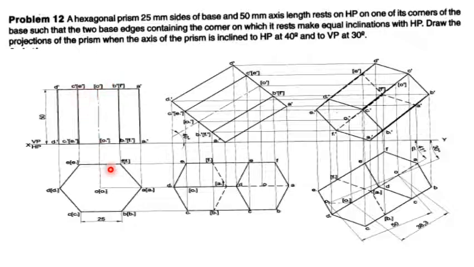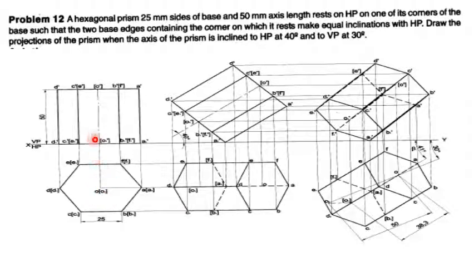The top face corners we will name as A, B, C, D, E, F. The base corners we will name as A1, B1, C1, D1, E1, F1. Since from the top the base corners are not visible, we have written them inside the bracket. Then join the diagonals. When you draw any two diagonals, the intersection point will give you the location of the axis. The top end of the axis I will name as O dash. So here O, here O1 dash.